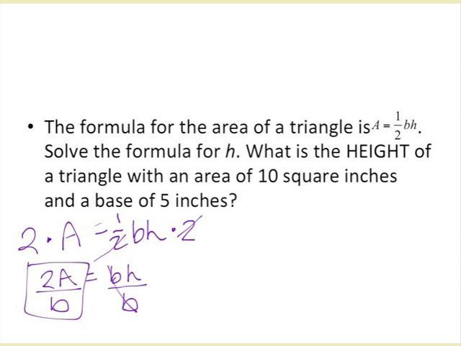Then I'll keep reading. I think yours says what is the base, but it should say what is the height. I think that's why mine is all capitalized so that you recognize that change there. So what is the height of a triangle with an area of 10 square inches? So A is 10, and a base of 5 inches. So I can plug those into our formula now and get 20 over 5 is 4 inches. Questions?